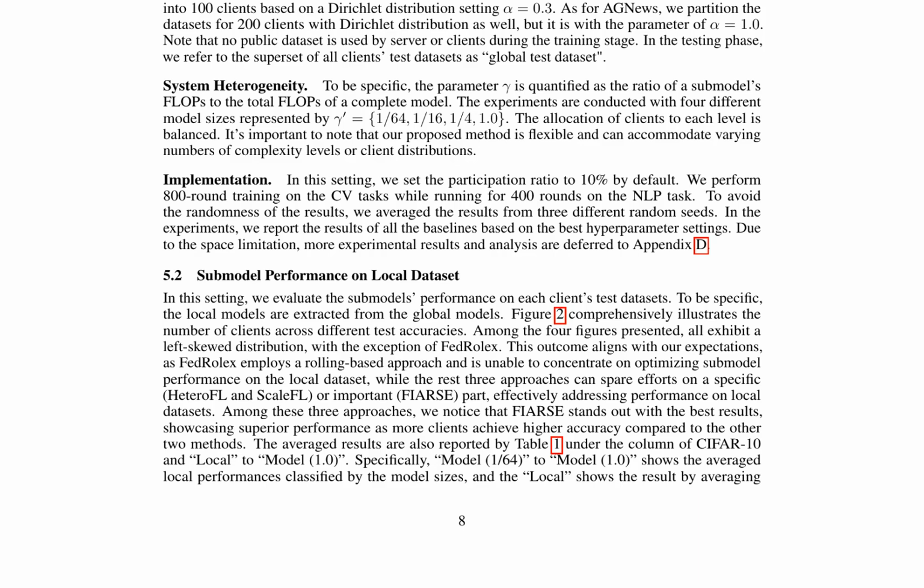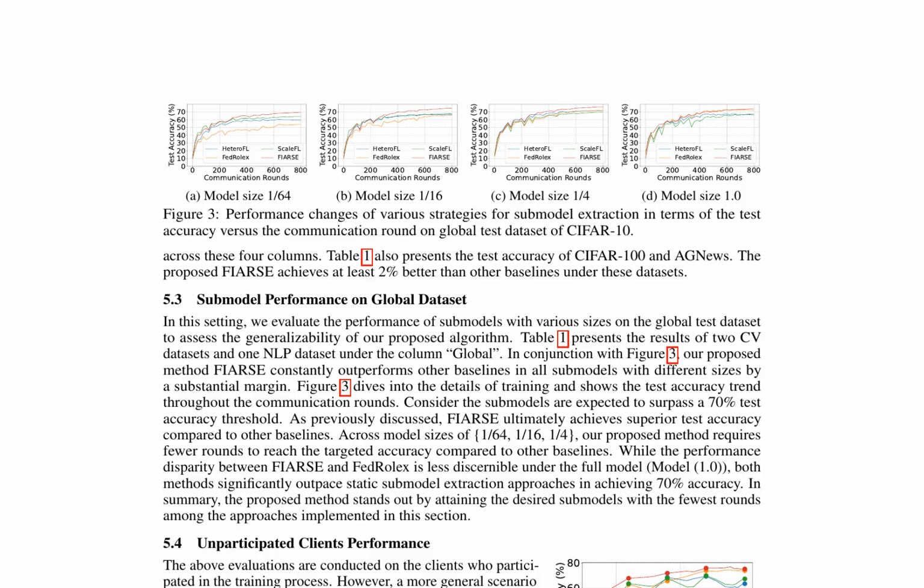The experimental setup involves a combination of computer vision and natural language processing datasets, with a ResNet-18 architecture and a pre-trained RoBERTa-base model. FIARSE, a model-heterogeneous federated learning algorithm, is proposed to extract submodels of various sizes through importance-aware operation. Experiments on ResNet-18 and RoBERTa-base demonstrate its superiority over state-of-the-art methods, leveraging model sparsity supported by some hardware.